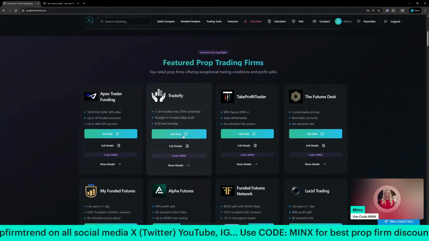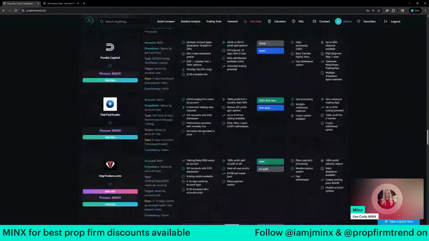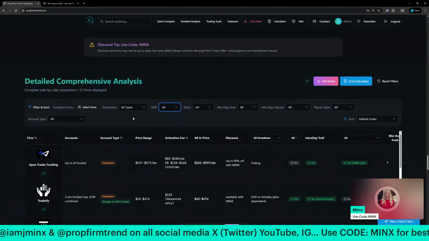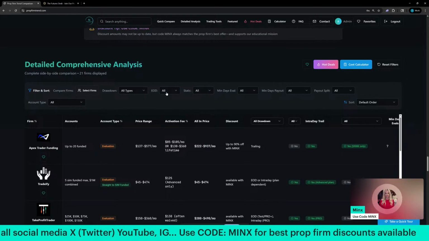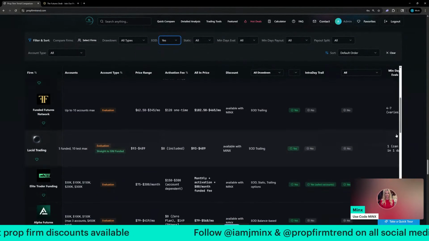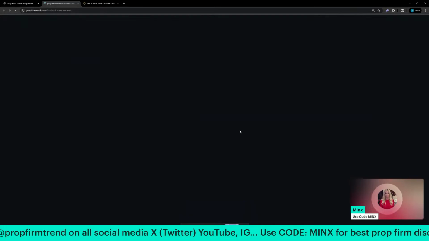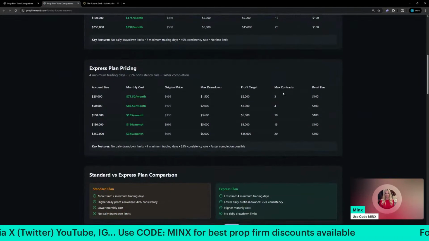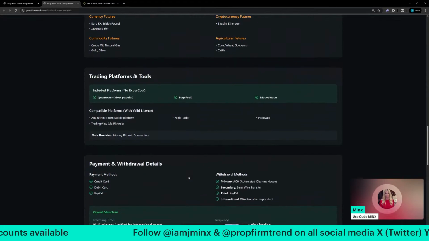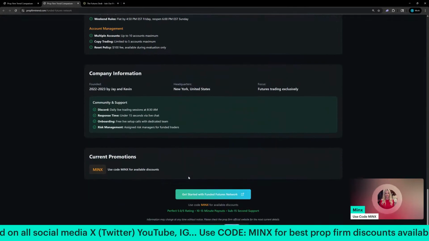Here you guys can see, these are my favorite ones, the firms up here. There's many firms. You can also look at the detailed analysis. Let's say you want to just weed out static accounts or end of day trailing. You can do that and compare them all the way to the right. You can click on their full details. And this is more of a condensed version of their website. So it gives you the rules that you would need to know. So like, for example, news trading. Some firms will not let you trade the news, others will.